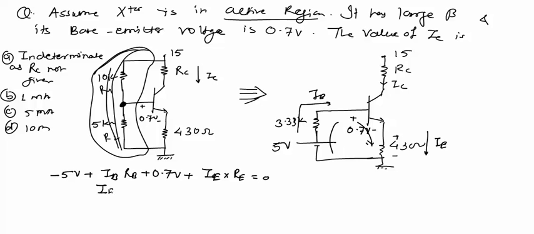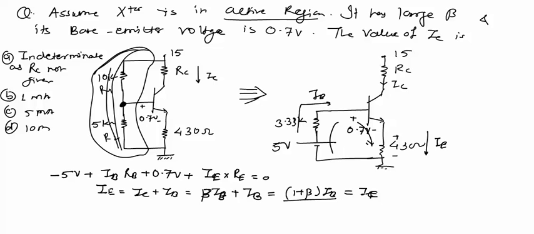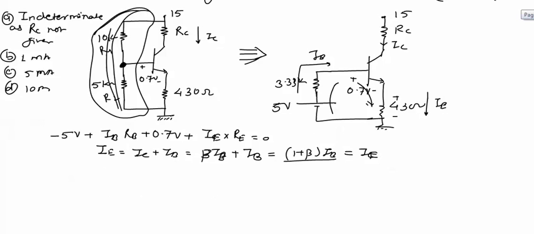We know that IE equal to IC plus IB. This can be written as beta into IB plus IB because transistor is operating in active region. So we can write IC is equal to beta into IB. So this will be 1 plus beta into IB. So IE is equal to 1 plus beta into IB. We can substitute this in place of IE.